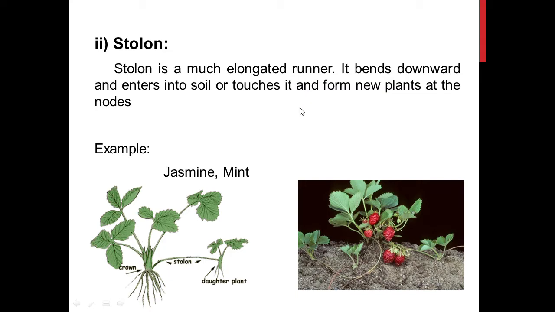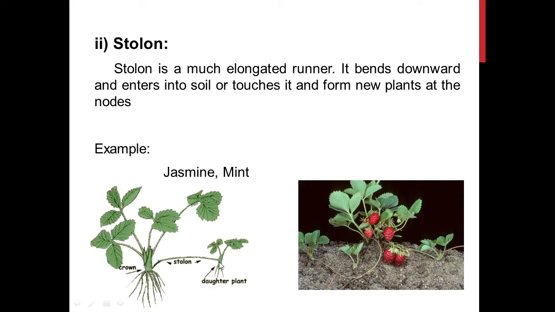It bends down and enters the soil or touches it, and you can easily observe these weak stems that grow horizontally on the ground. When it comes in contact with the soil, adventitious roots develop, and on the upper side the stem develops new plants. New daughter plants develop from the parent plant, and after that its connection is completely cut from the parent plant, and new plants start to develop. The examples of this are jasmine, mint, and strawberry.